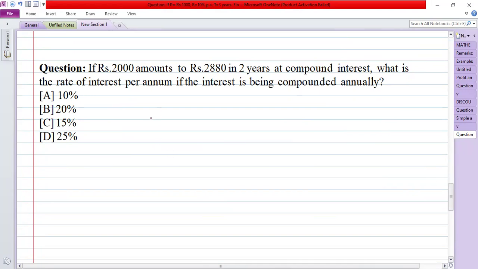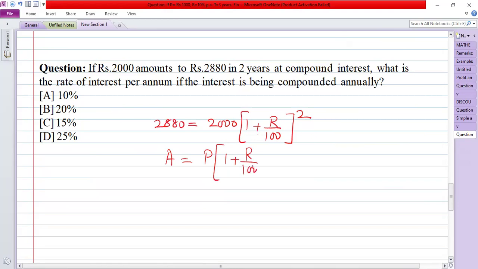So here, what we need is that this 2880 is equal to 2000 into 1 plus R by 100, and here it is 2. Actually, the amount is the principal amount times 1 plus R by 100 whole raised to power T. It is given that the amount became this much in 2 years. So in 2 years, 2000 had become 2880, and interest is compounded annually. Obviously we have to find this R, the rate of interest.